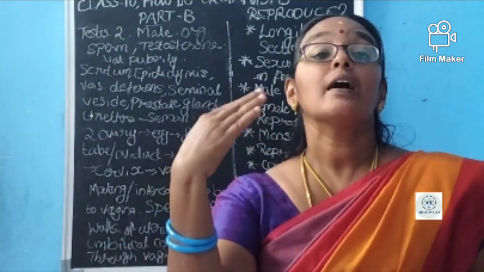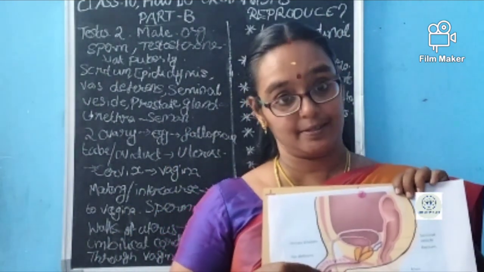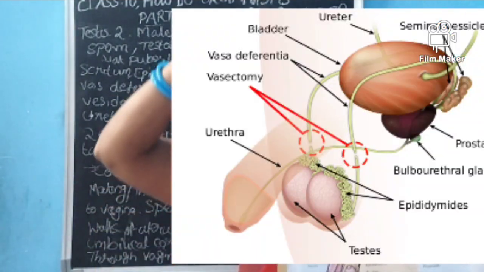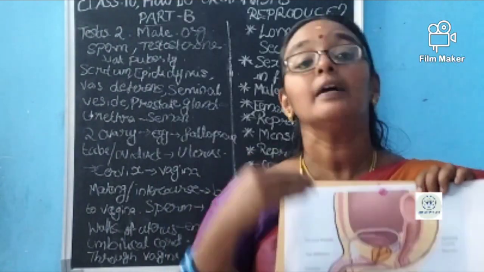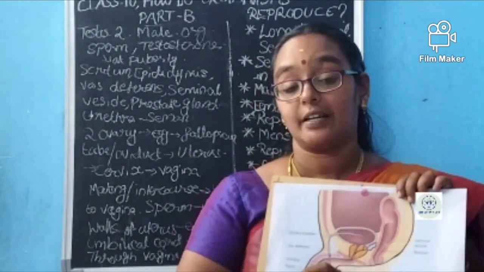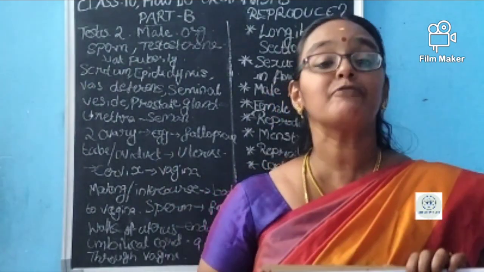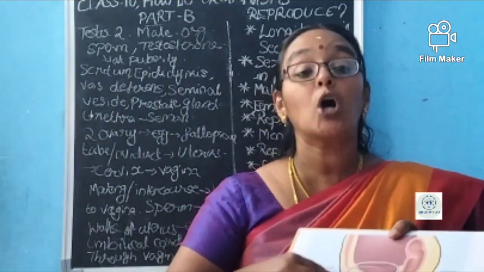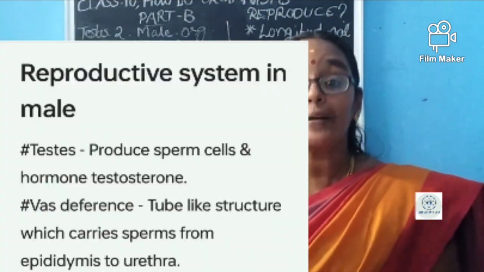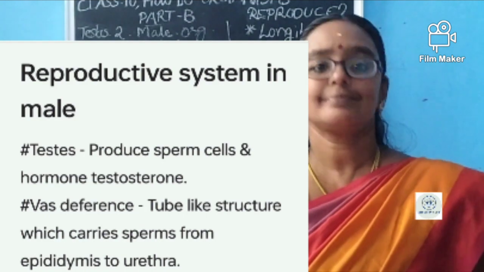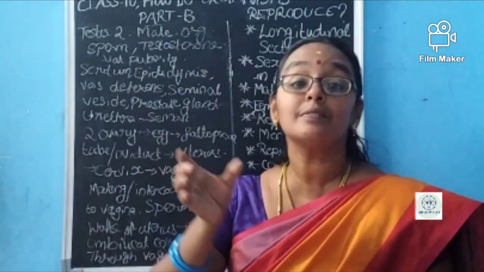Until the sperms are matured, they will be present in the epididymis. It is present in the upper part of the testis, where the sperms are collected until they mature. Then from there is a long tube. What is it called? It is called the vas deferens. Through this, the matured sperms move towards the urethra.